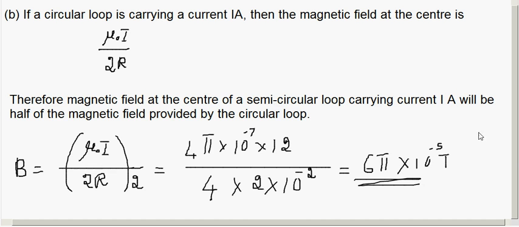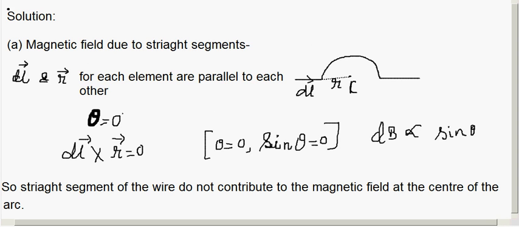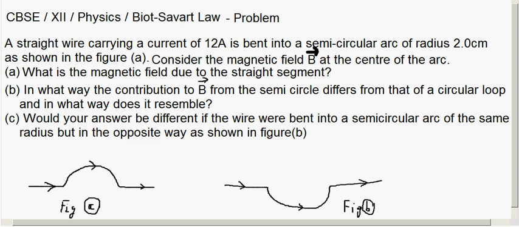And according to the direction, you can apply the screw rule or the right hand grip rule. So you will get the direction is into the plane of the paper. Now, would your answer be different if the wire were bent into a semicircle of the same radius but in the opposite way as shown in figure B? Now, if the wire is bent in this way, remember that the magnitude of the magnetic field at the center will remain the same, whereas only the direction will change.